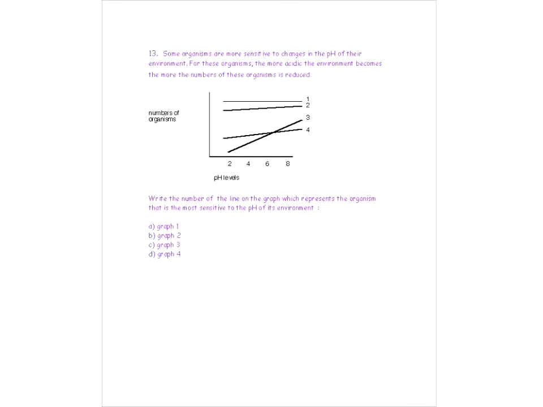So, moving along, next question says, some organisms are more sensitive to changes in the pH of their environment. For these organisms, the more acidic the environment becomes, the more the number of organisms is reduced. Okay, so when you talk about a sensitive creature to pH, first of all, let's talk about a creature that's not sensitive to pH. If a creature is not sensitive to pH, that means it's not affected by pH. So if the pH changes from somewhere between 2 to 8, then the numbers are going to stay the same.